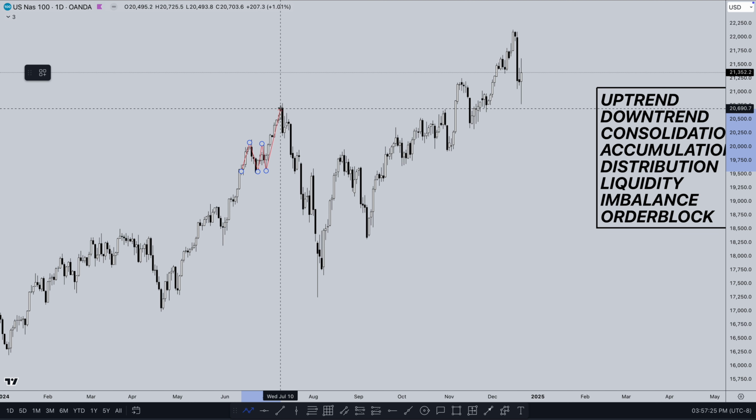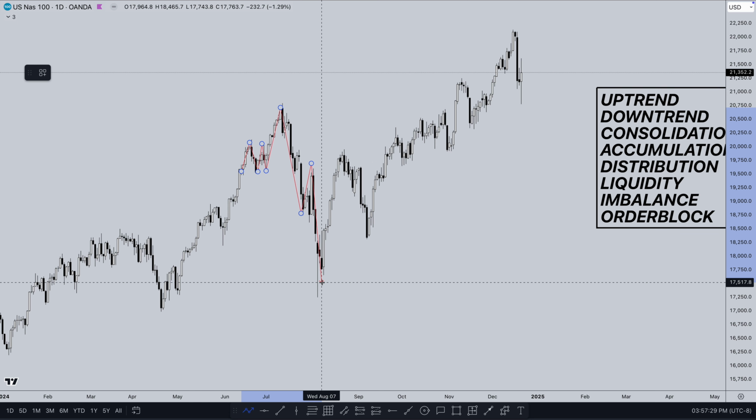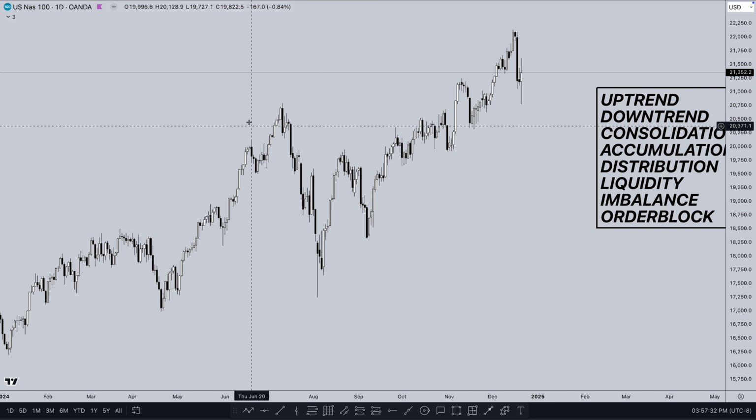And then distribution, that's when you have the liquidity or the consolidation. We sweep the highs, break beneath the lows, retest, and then sell off. And then all this is liquidity, right?